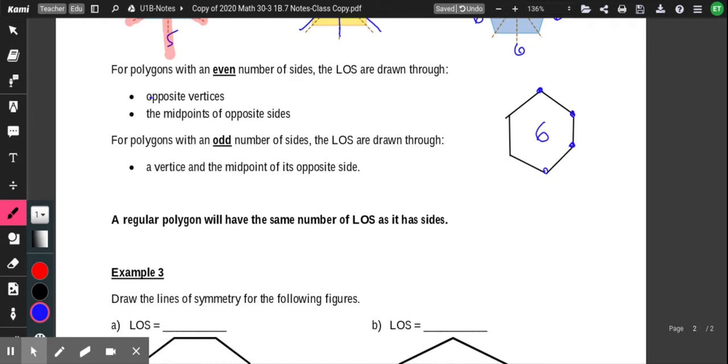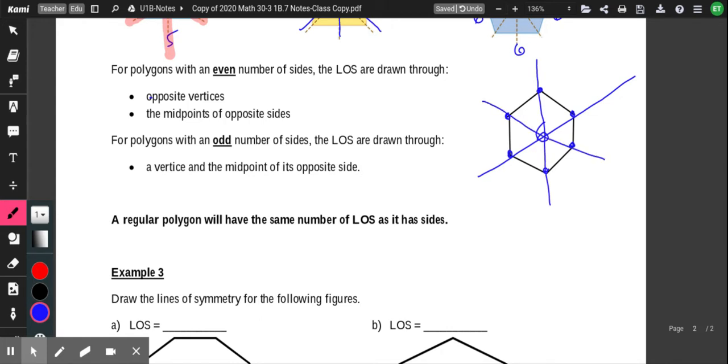So what they say is we take our corner points. Those are called vertices. So we take a vertex, and now it's going to cut through the opposite side. Okay? Now, if it's got an even number of vertices, it's going to cut through another vertex. It's going to cut through another point.